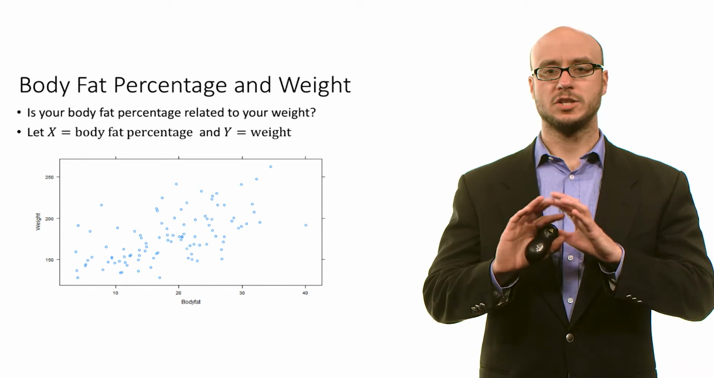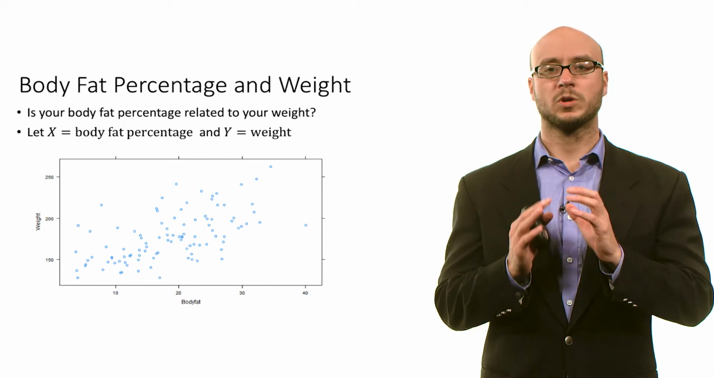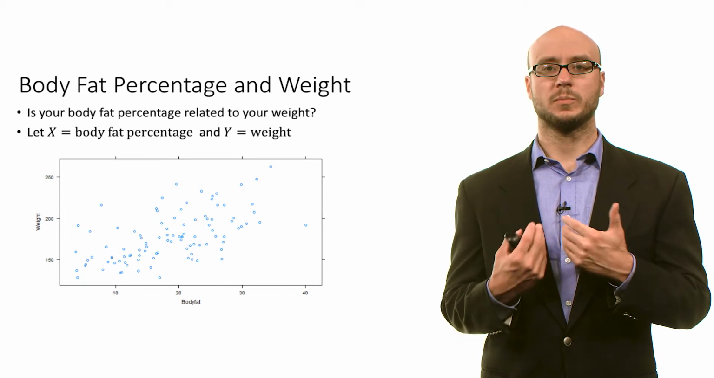So we're not looking at US states. Each data point here is a particular individual. And we're letting X equal a person's body fat percentage and Y equal a person's weight.